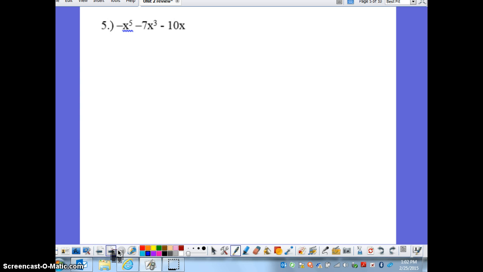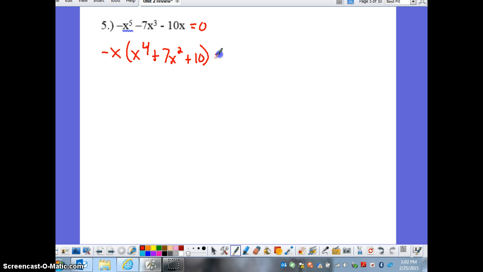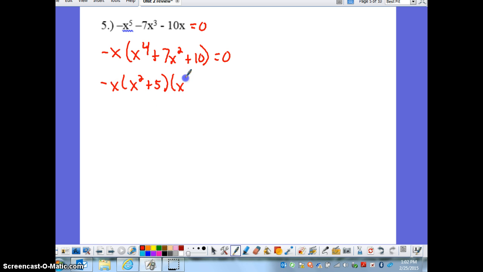All right, so number 5. We have negative x to the fifth minus 7x to the third minus 10x. We're again going to set this equal to 0. This will factor. I should know that since the degree is 5, I'm going to have 5 different answers when I solve for it. So 5 roots. First thing I'm going to do is pull out a negative x, the GCF. That leaves me with x to the fourth plus 7x squared plus 10 equals 0. From there, I'm going to factor the inside even further. This is going to become x squared plus 5 and x squared plus 2 equals 0.